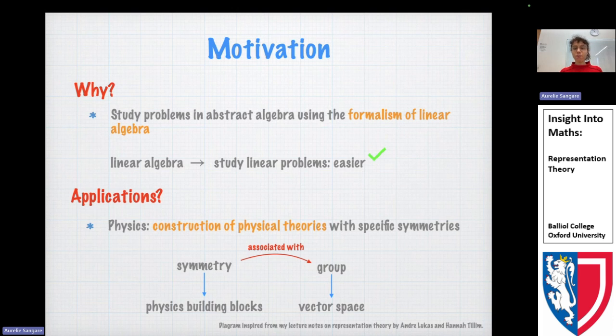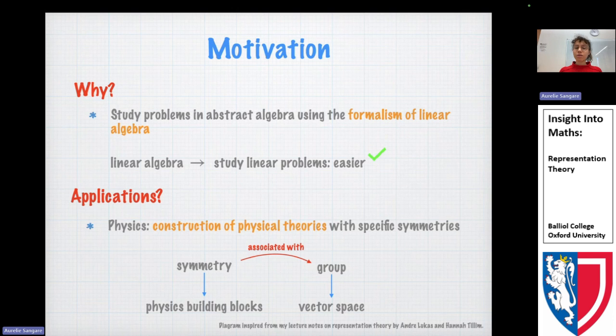So to construct your physical theory with specific symmetries, you need to know how the symmetry acts on basic building blocks in physics, which are vectors. So you need to know how symmetries act on vectors. And that is on the physics side. Now, mathematically, a symmetry is associated with a group. And if you remember from the previous slides, a group is just a specific type of algebraic object.